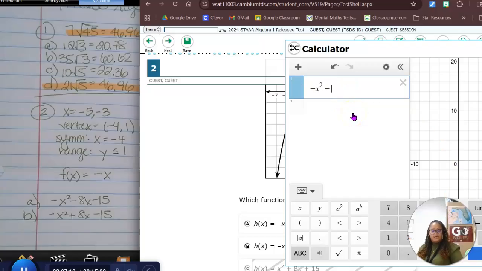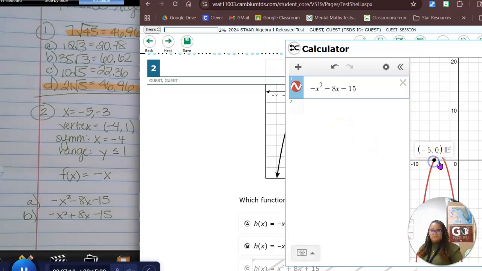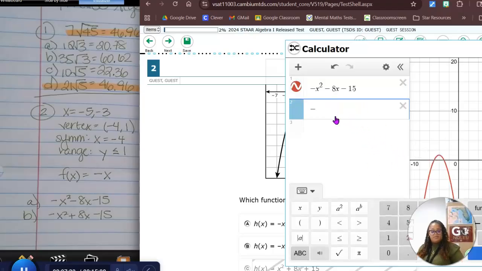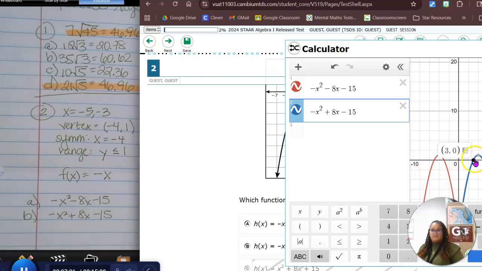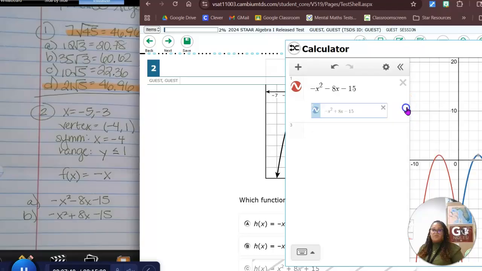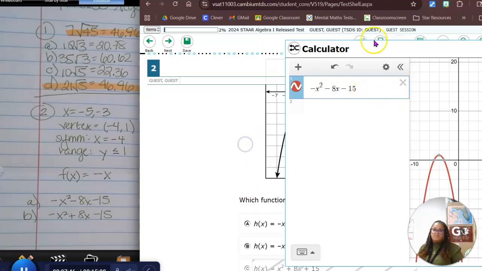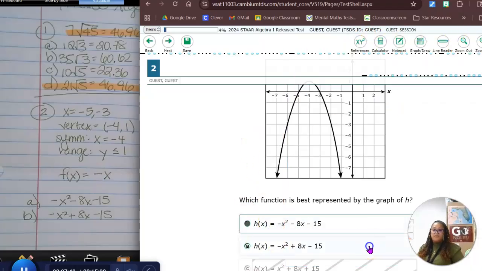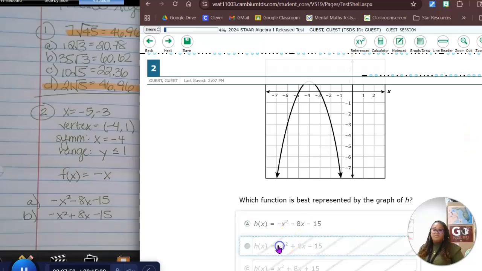-x squared minus 8x minus 15, -5 and 0, or -x squared plus 8x minus 15, and this is 5 and +3. So I need the -5 and -3 for my zeros, so it's going to be the red one. Delete that, and this is going to be my winner. So that's -x squared minus 8x minus 15. This one, and then I can also scratch out this answer because he's wrong as well. Boom.